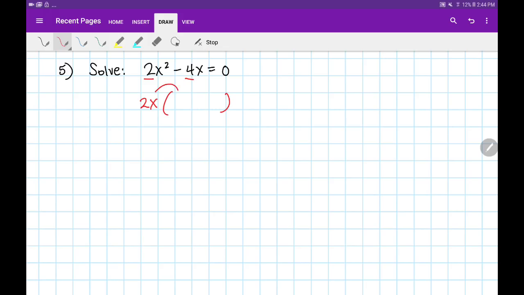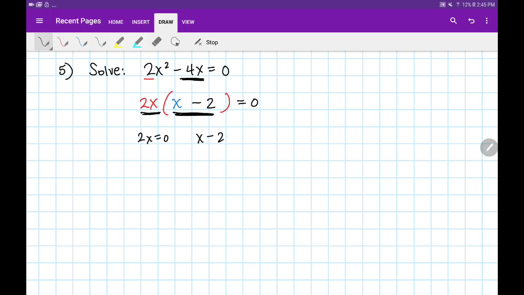Okay, 2x times what will give me 2x squared? What needs to go here? Well, it has to be an x. Now for the second term, 2x times what will give me the negative 4x? It'll just be minus 2. So now I'm going to set it equal to 0, and I'm fully factored. Set each factor equal to 0, and solve.